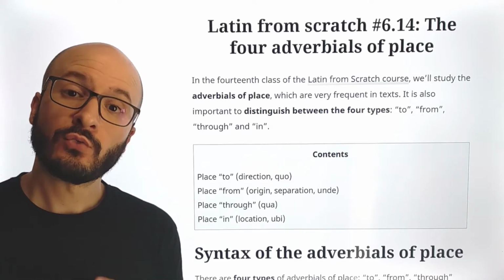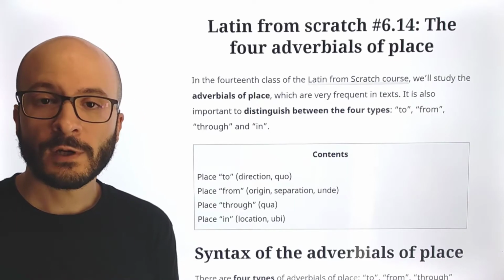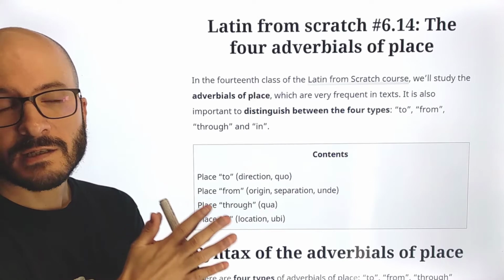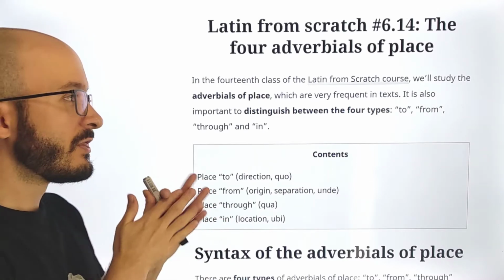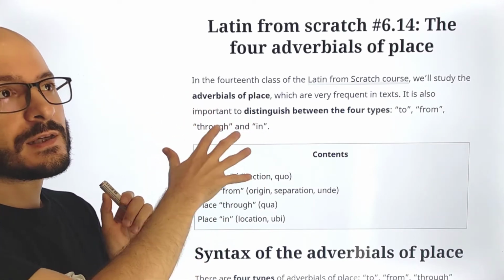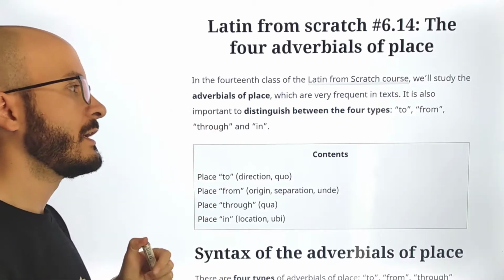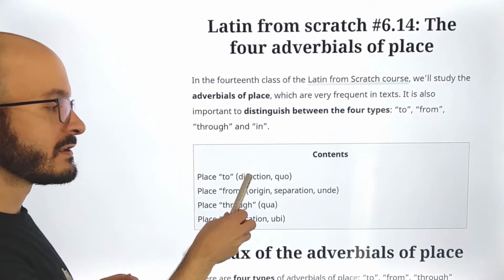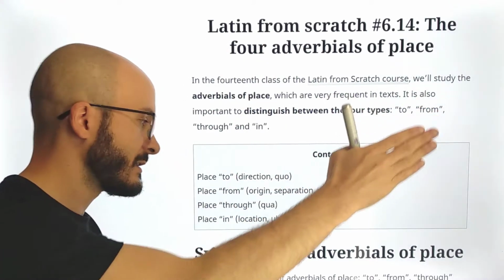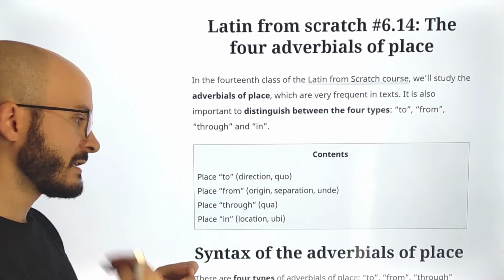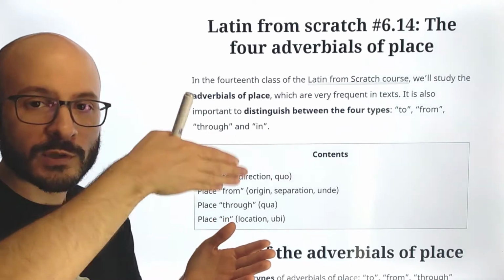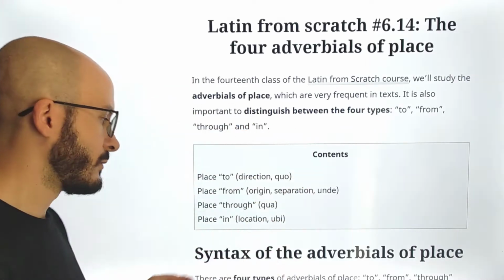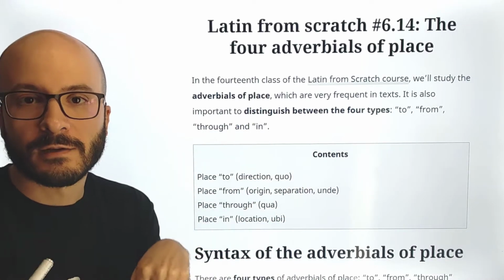Latin from scratch, 14th class, the adverbials of place. This is a quite important class because this thing that we are about to see is used quite often in text. We are going to see how to express direction, like going like this, the origin, coming like this, or going through something, like through the window, through the door, or I am here, not moving.